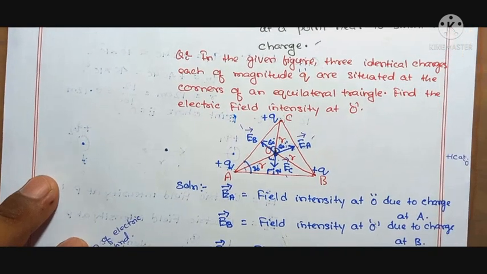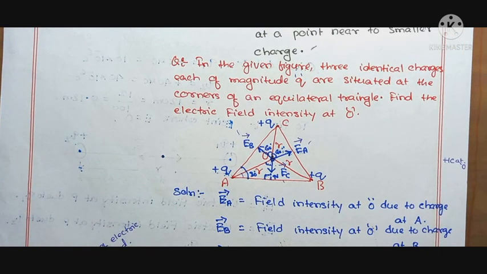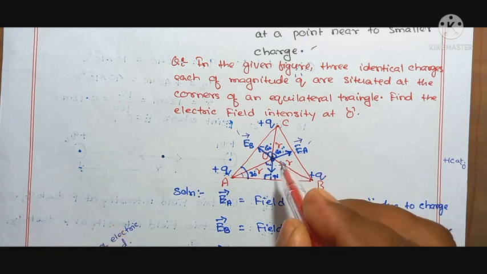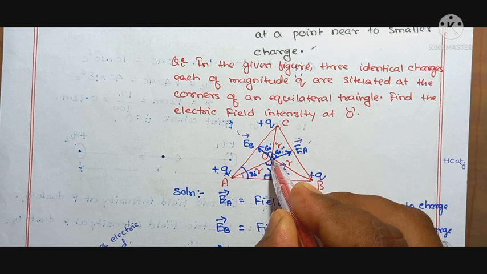One more important question. In the given figure, three identical charges, each of magnitude q, are situated at the corner of the equilateral triangle. Find the electric field intensity at O. In this question, three identical charges of magnitude q, meaning the 3 vertices of the equilateral triangle have equal magnitude of charge, and O is the centroid of the triangle.